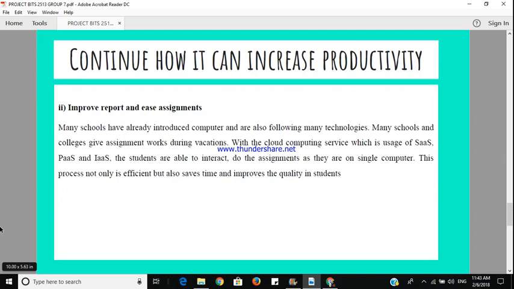The second one is improved reporting and easier assignments. Many schools have already introduced computers and are also following many technologies. Many schools and colleges give assignment work during vacation. With the cloud computing service, which is the usage of SaaS, PaaS, and IaaS, the students are able to interact and do the assignment as if they are on a single computer. This process is not only efficient but also saves time and improves the quality of students.